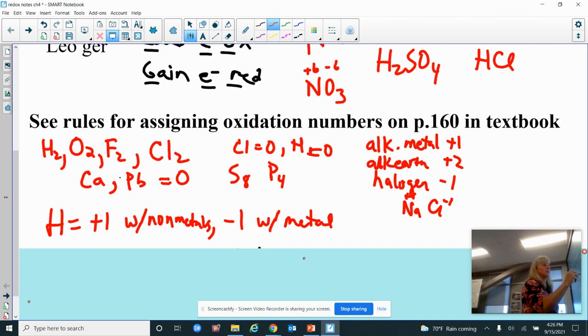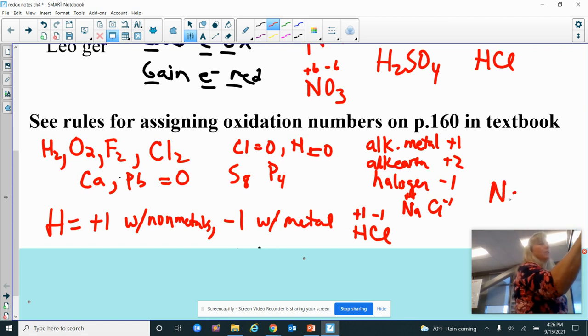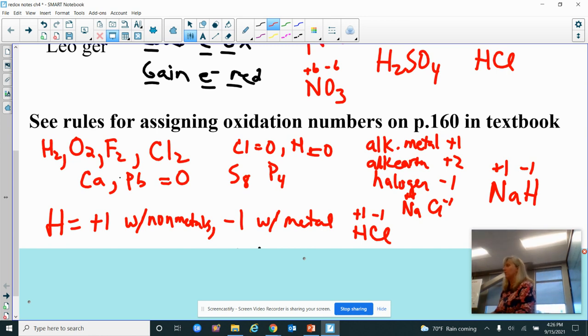So for instance, in HCl, chlorine's -1, hydrogen's +1. But in sodium hydride, NaH, sodium has to be +1. They have to add up to 0, so that makes the hydrogen -1. Okay, so hydrogen is +1 with nonmetals, -1 with metals. Make sure you get that straight. Sorry, I said it backwards there.